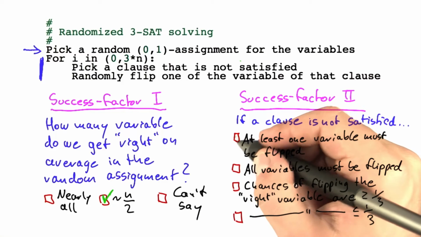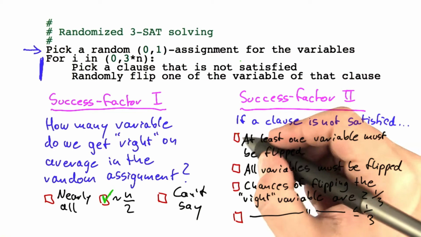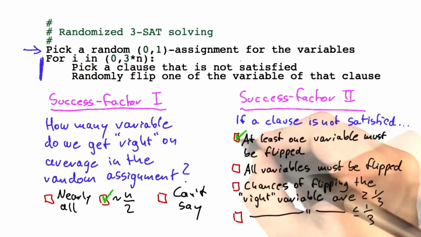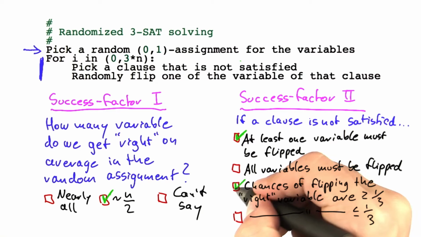And if you're a bit quiz savvy, probably this one was very easy to get, but I'll explain the answer to you, of course, as well. So at least one variable must be flipped, and the chances of flipping the right variable are at least 1/3, and I'll explain it to you.